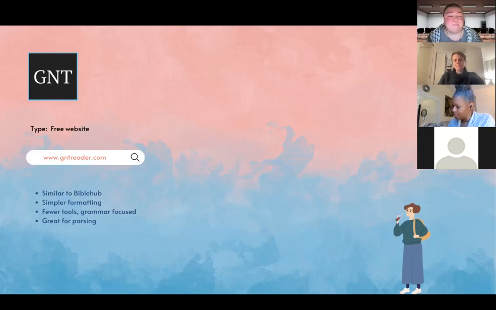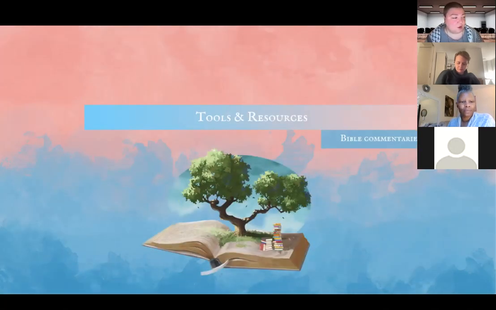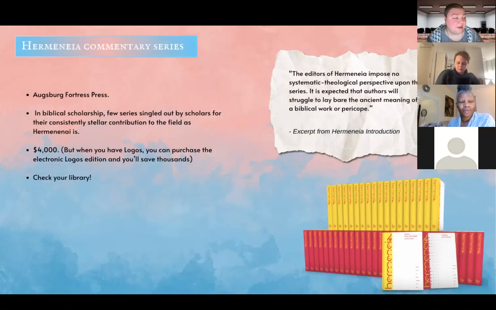If you're looking for a good Bible commentary series, we can recommend 3 really good choices. The first is called Hermeneia. This obnoxiously colored series we see here, printed by Augsburg Fortress Press. There are hundreds and thousands of Bible commentaries out there, and again, many of them fall short in quality. But in biblical studies, there are few series singled out more by scholars than this one. It is simply quite brilliant, and it is consistently giving a stellar contribution to the field.